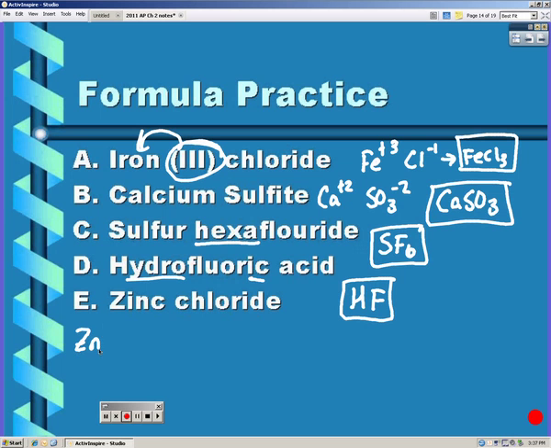Zinc chloride: you need to know the charge of zinc, and that's a +2. You should also know that silver is always a +1, aluminum's a +3, and cadmium is a +2. So, going back to the problem, zinc is a +2. We don't need Roman numerals because we know the charge of zinc. So it's zinc +2, chlorine -1, which is ZnCl2.